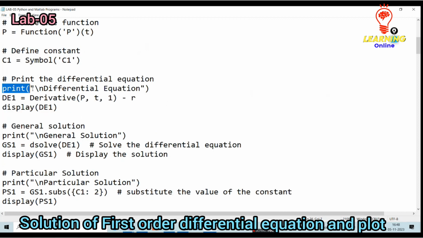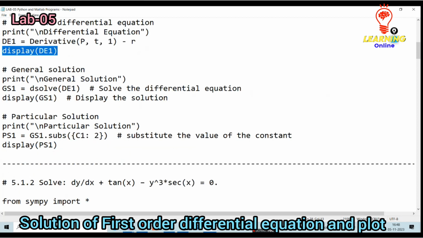Then I need to get the differential expression as a differential equation, that is, differential equation 1: the derivative of p with respect to t is equal to r. Display that expression. Then the general solution: GS1 is equal to dsolve. What is my expression? dp upon dt, that is DE1. Display the general solution you are going to get.